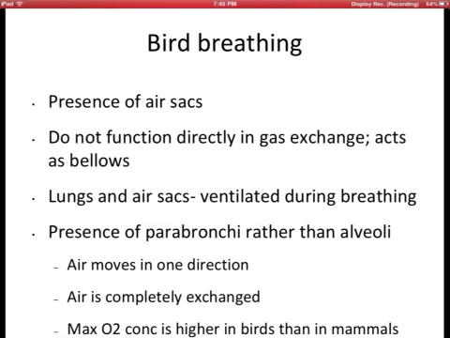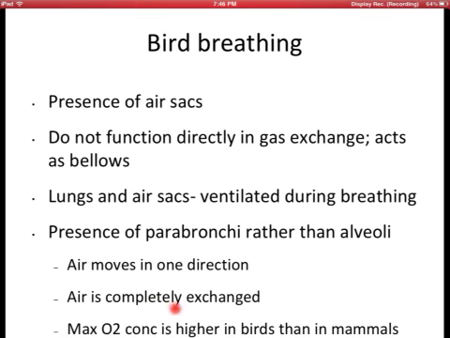If you remember how the air sacs work in insects, parang ganito rin siya, parang aspirator. Do not function directly in gas exchange, acts as bellows, kung di nyo alam yung bellows, ay nga, parang aspirator. Lungs and air sacs ventilated during breathing. Presence of the parabronchi. So, counterpart siya ng alveoli sa atin. Yung difference nila, air moves in one direction.